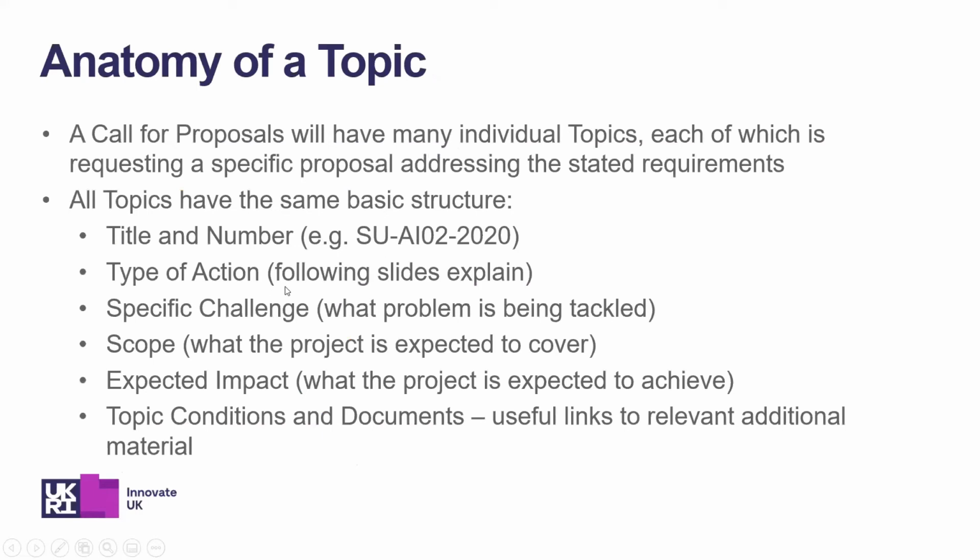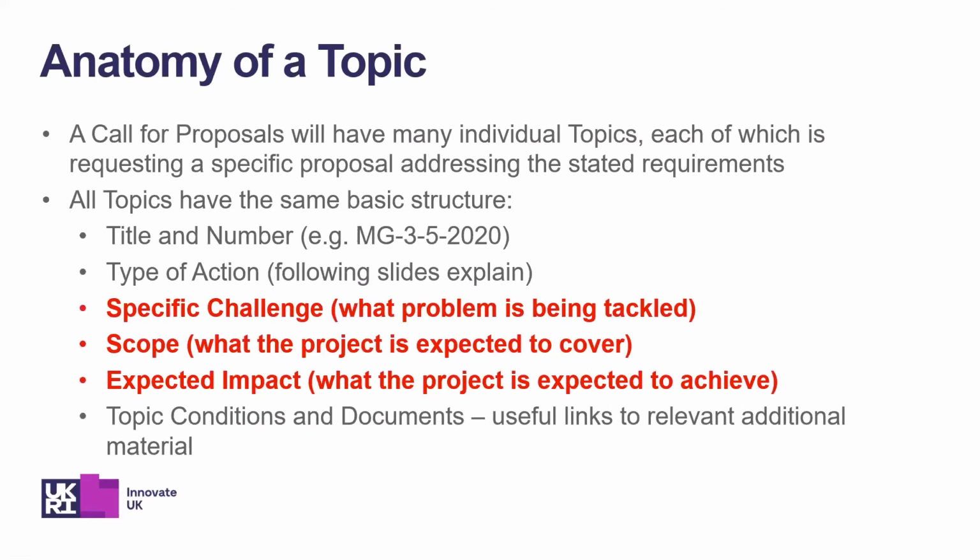It has a type of action. Now we've had a little bit about that already, but I'll talk a bit more about the type of action. It says the specific challenge, the scope, and the expected impact. And these are the meat of the call for proposals. This is the meat of the topic.